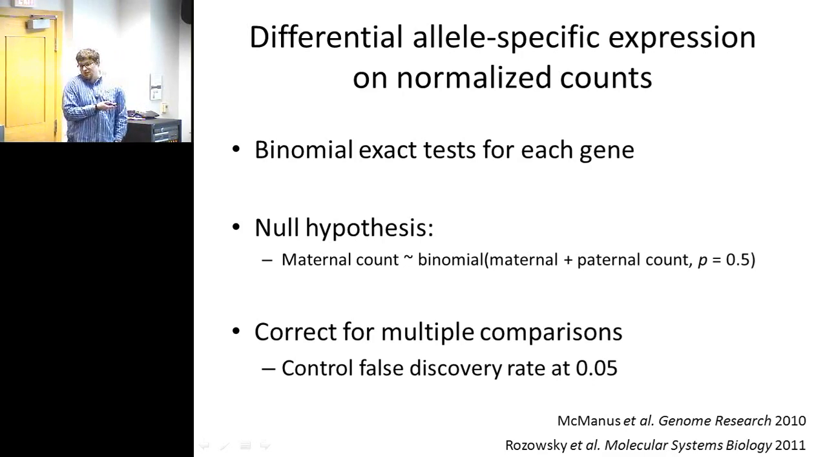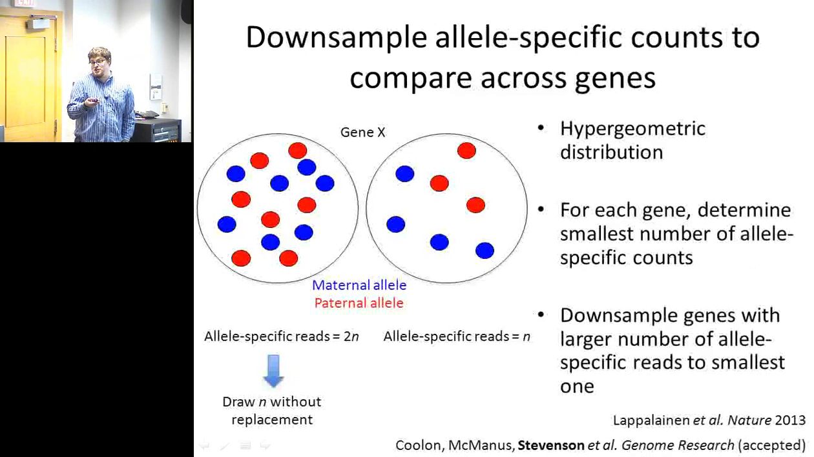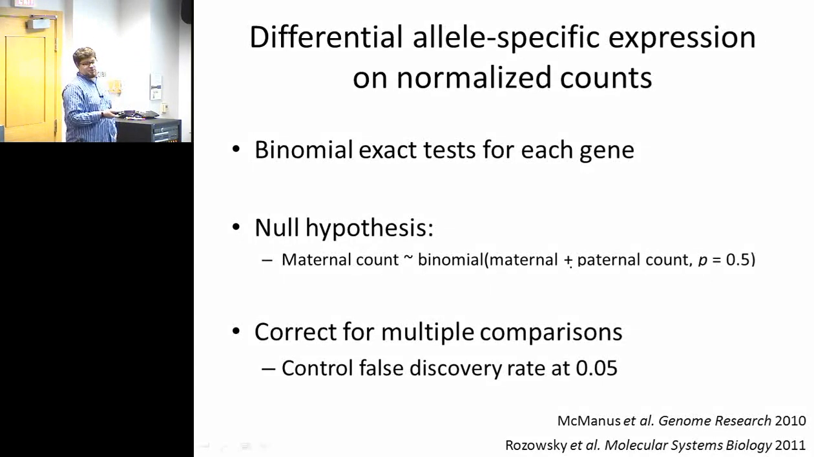When you do this, it becomes an easier problem. Right, I see. But without this type of downsampling, I think it's really hard to compare between samples. And so the test we're using is the binomial exact test. We use this for each gene.